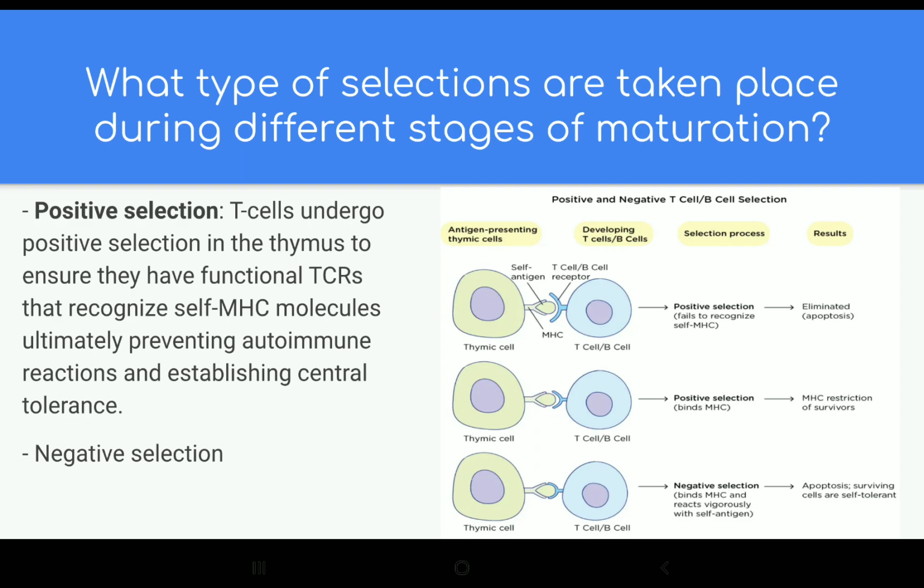What type of selections are taking place during different stages of maturation? More so, different selections take place at different immune system maturation stages to guarantee the production of self-tolerant and functional immune cells. T cells go through a process called positive selection in the thymus. This is essentially where those that are able to identify self-antigens presented by thymic epithelial cells survive.